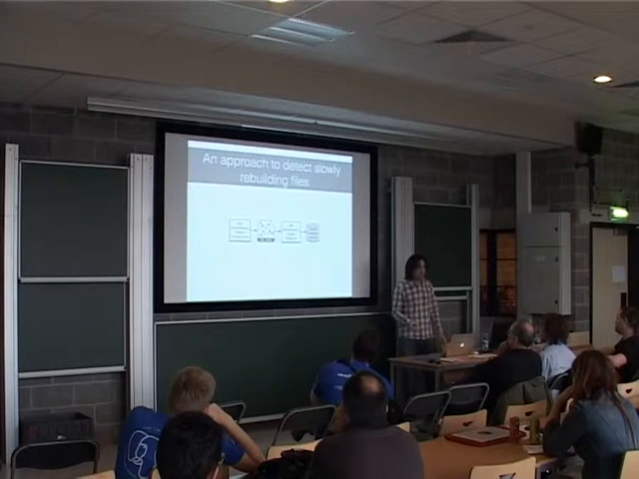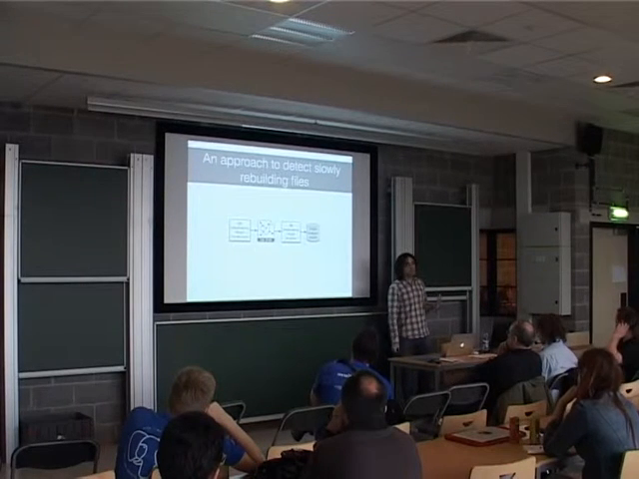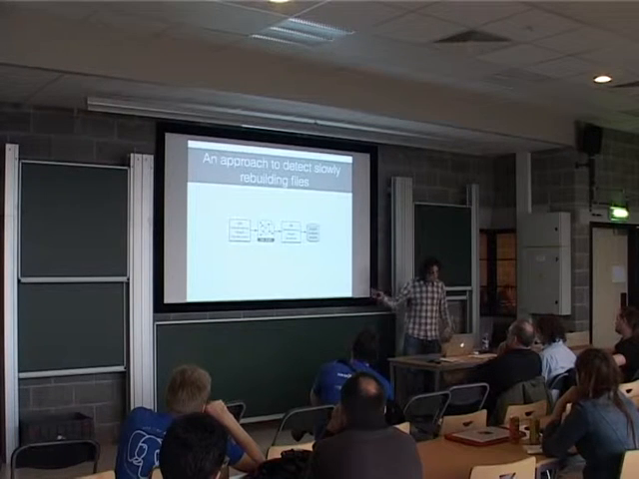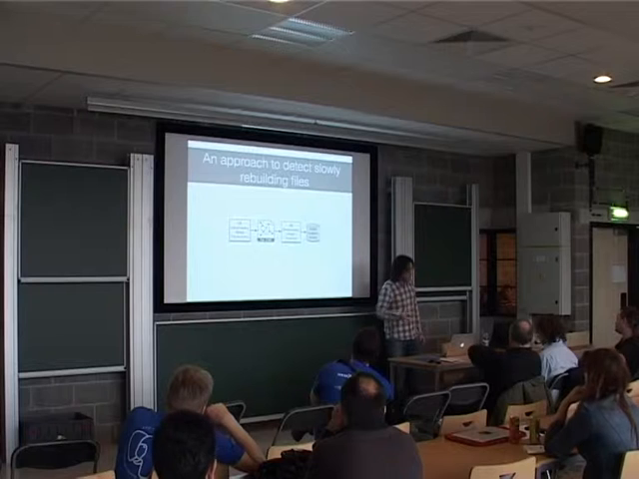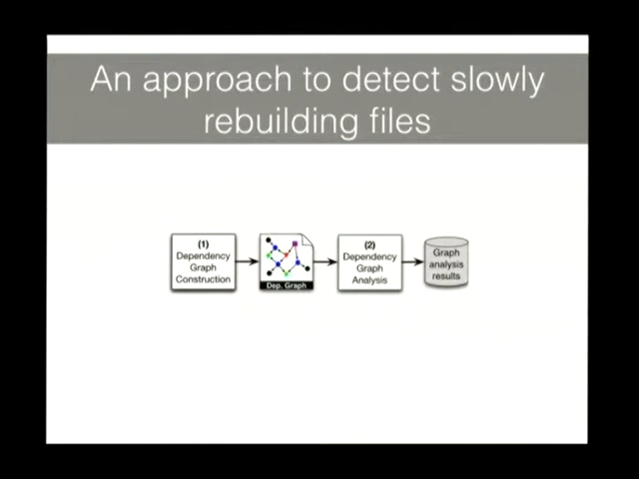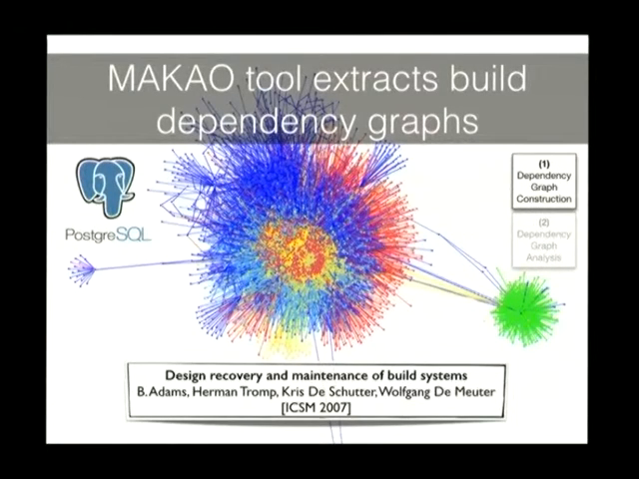to finding the slow files. So first step, we extract the dependency graph from your software system. And the way that we do that, I'll explain in the next slide. The second step is we analyze that graph to find out where the slow files are. So going into each step in a little bit more detail, in the first step, we're constructing the dependency graph.